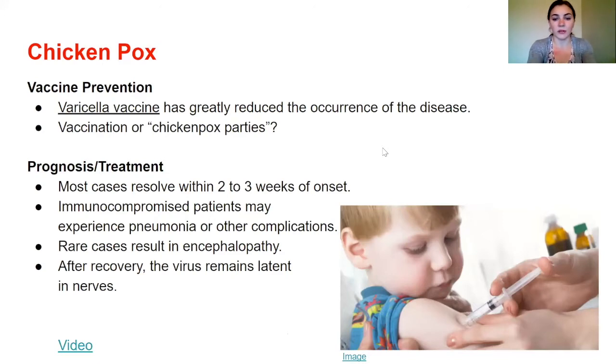As for vaccine prevention, the varicella vaccine has greatly reduced the occurrence of the disease. It is most common in children, and it's recommended that children receive the vaccine at around 12 months of age, and then they get a second dose at age 4.